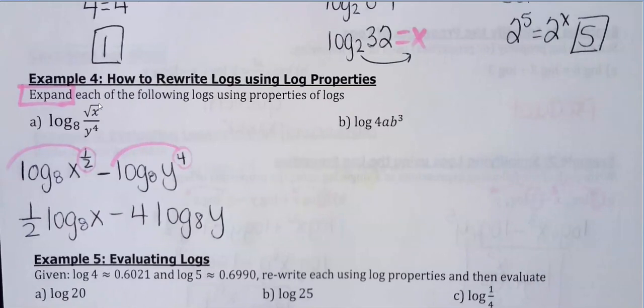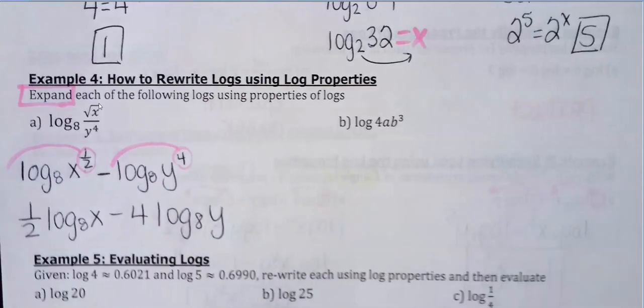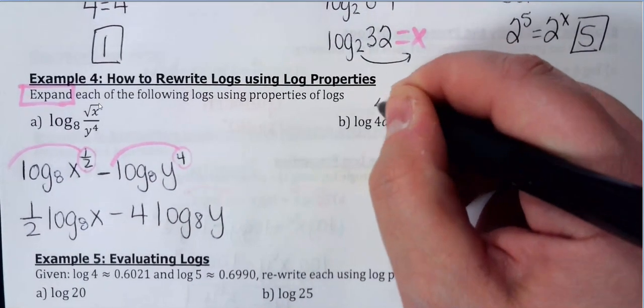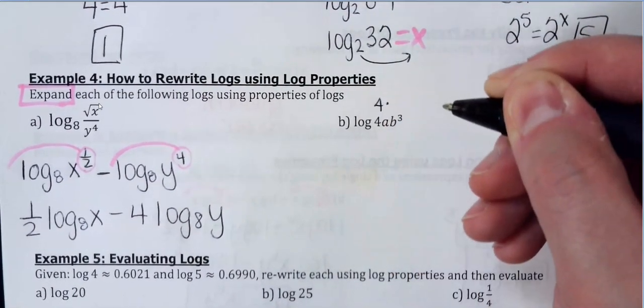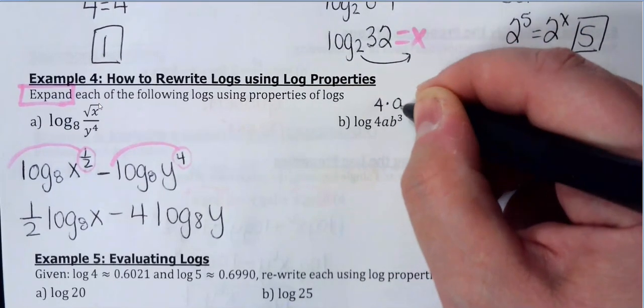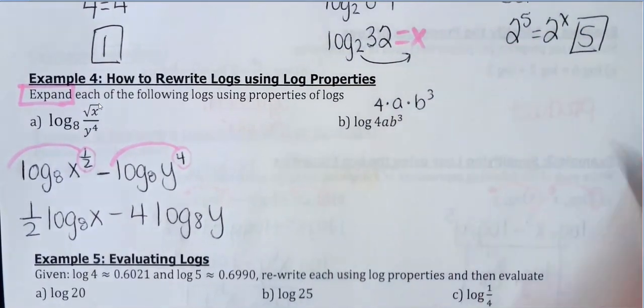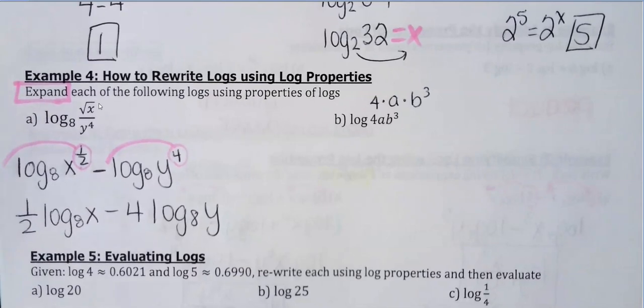And this last one, I put this on here on purpose. So this is a product, right? But you actually have 3 different things being multiplied. You have 4, you have a, and you have b cubed. So I'm actually going to have 3 separate logarithms when I write this. And people, sometimes they mess that up. If there's a number there, they don't give it its own log.